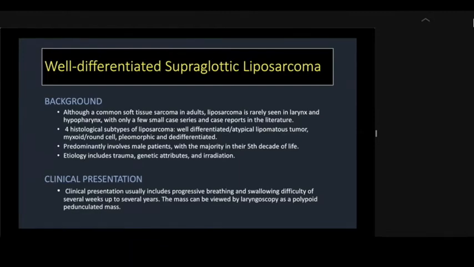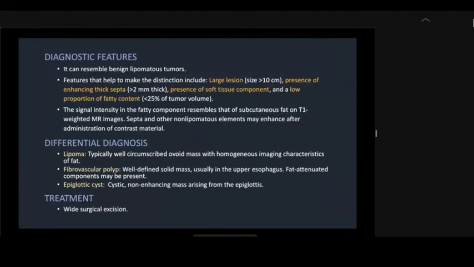They usually affect male patients in their 5th decade of life, and some of the proposed etiologies include previous trauma, genetic predisposition, and radiation. Clinically, they can present with progressive breathing and swallowing difficulties over several weeks up to years. They can be seen using laryngoscopy as polypoid pedunculated masses.